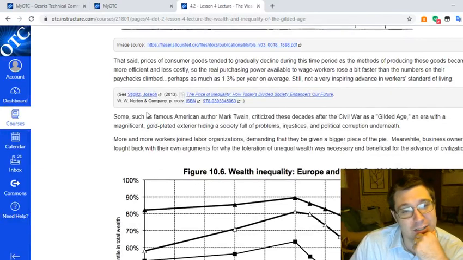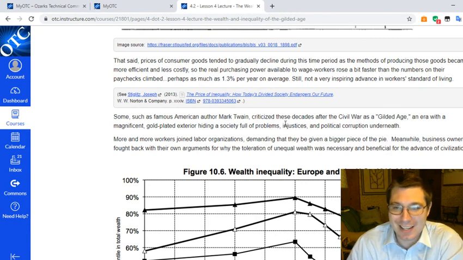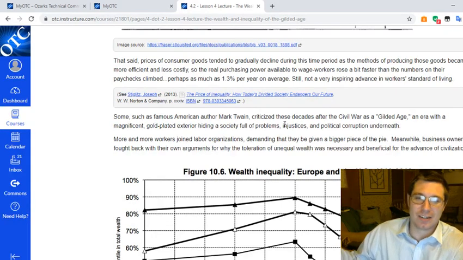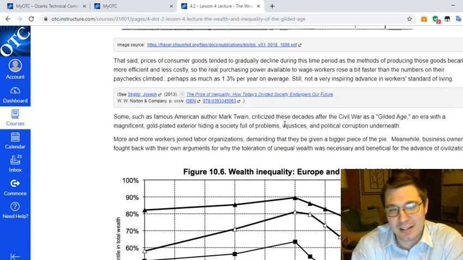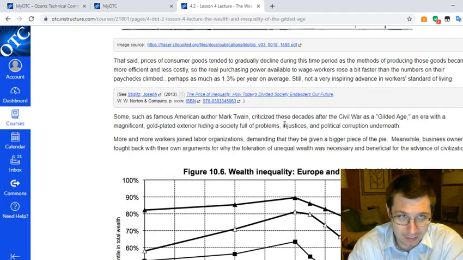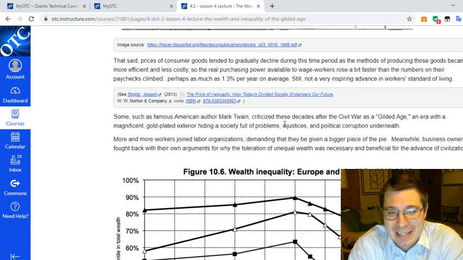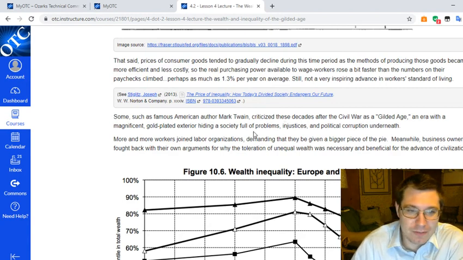So, understandably, some Americans at the time, such as famous American author Mark Twain, criticized these decades after the Civil War as a Gilded Age, an era with a magnificent gold-plated exterior hiding a society full of problems, injustices, and political corruption underneath. More and more workers joined labor organizations during this time period, demanding a bigger piece of the pie. Meanwhile, business owners fought back with their own arguments for why the toleration of unequal wealth was necessary and beneficial for the advance of civilization.